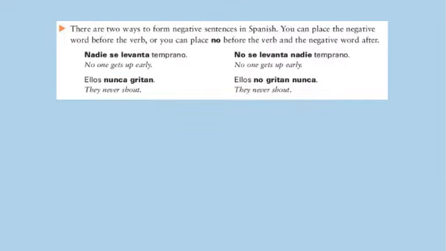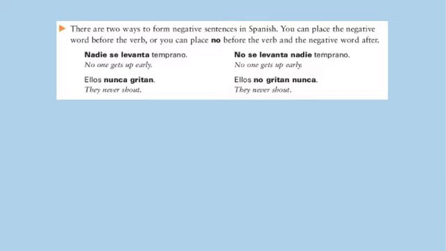I also don't know. So there are two ways to form negative sentences in Spanish. You can place the negative word before the verb, or you can place no before the verb and the negative word after. Por ejemplo, nadie se levanta temprano. No one gets up early. Or you could say, no se levanta nadie temprano. Like, no one gets up early. The truth is you're saying the same thing in Spanish. There is no difference between it. But you could either make the verb negative and put the subject after, or put the subject at the beginning and it has a negative meaning. Nadie se levanta. No one gets up temprano.